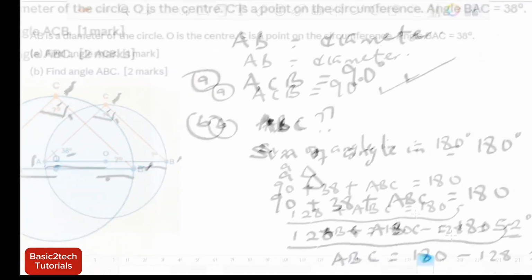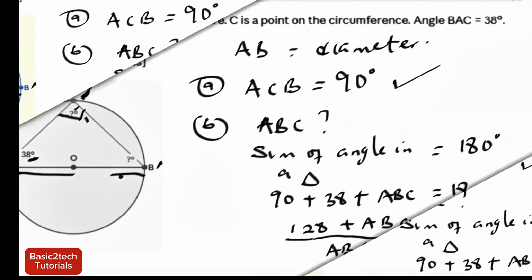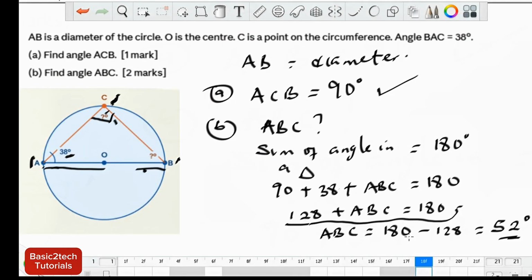Full marks. Now, the moment you spot a diameter, you know that the angle at the circumference must be 90 degrees.